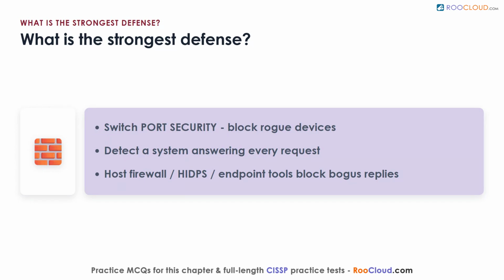Purpose-built monitoring tools also exist to watch for this exact abuse. Layer these together, lock the switch ports first, then add host-level detection so a lie on the wire gets caught even if it slips past.